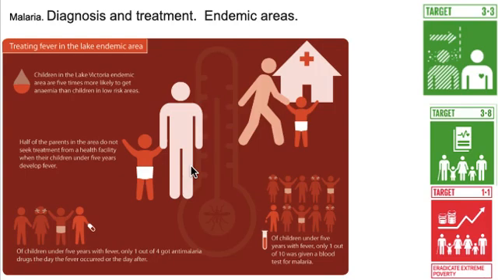Endemic means regularly found among a particular population in a certain area. Here we can see the importance of space, in this case, Lake Victoria. Specific strategies are needed to fight malaria in specific areas.